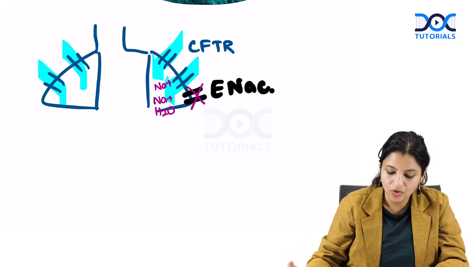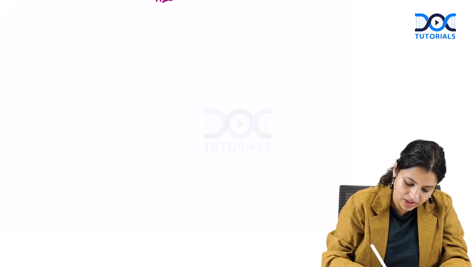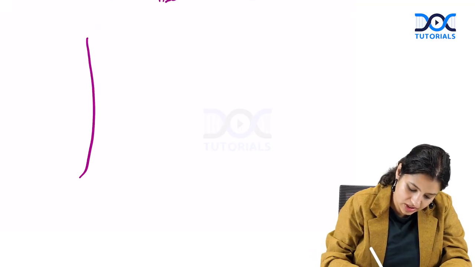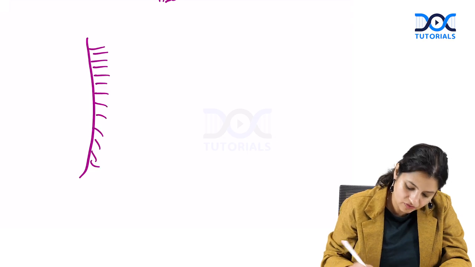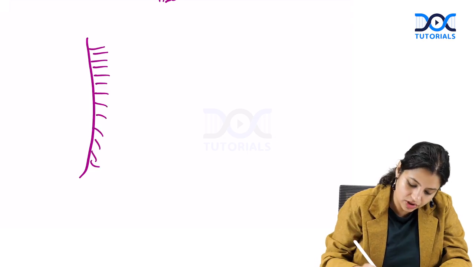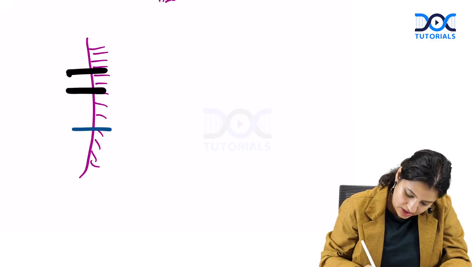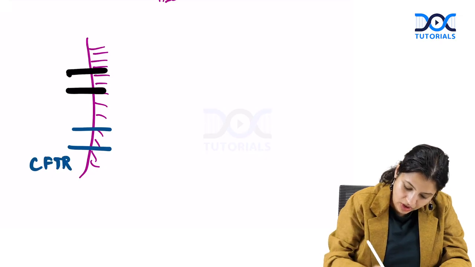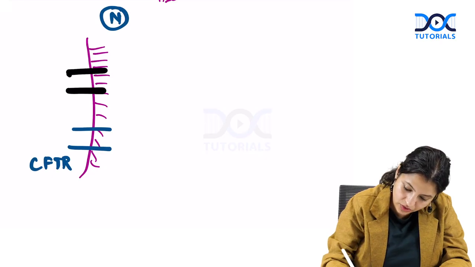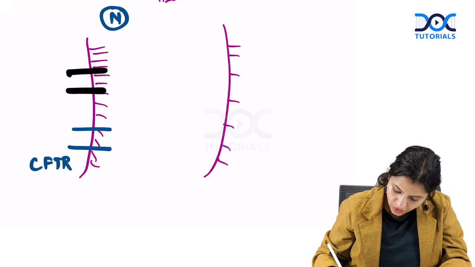Now let's see what happens in the mutated. Let's look at the bronchus here. Let's say this is the normal bronchus, and here we have cilia which are beating. Cilia require a lot of water. I'm drawing two channels. We have CFTR normally. I'm drawing a normal bronchus, and then we're going to talk about the mutated bronchus.